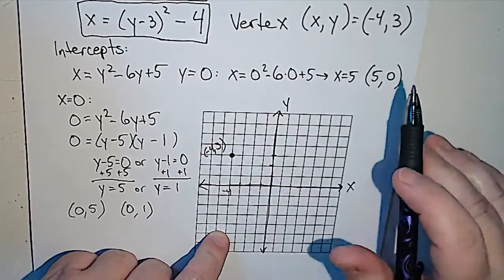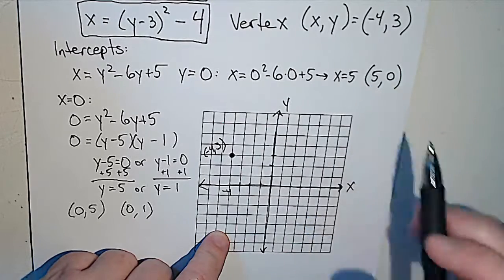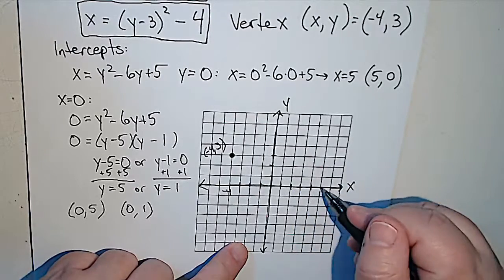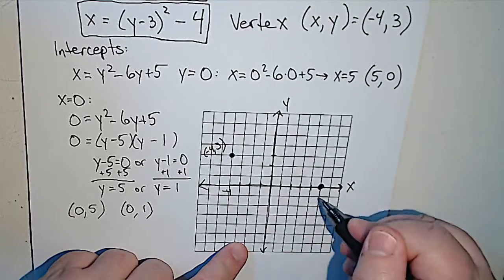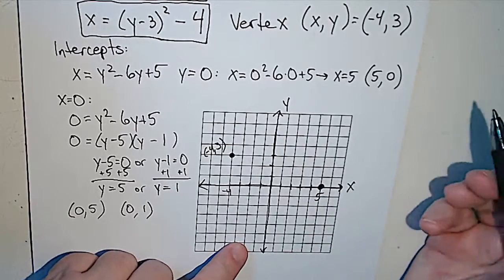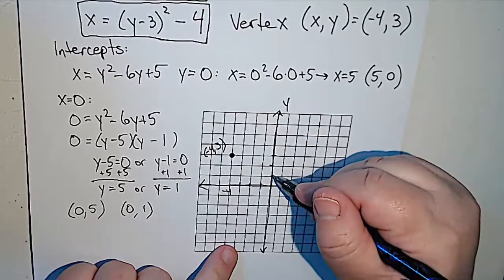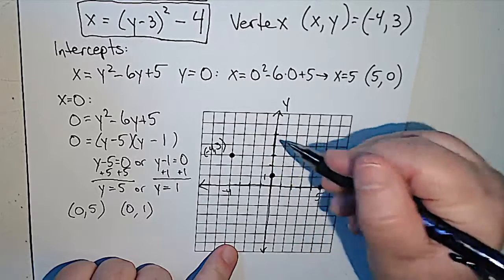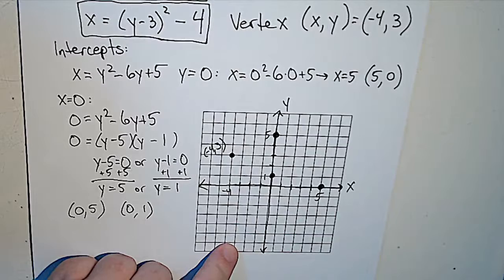And let's see, I've got an intercept at 5, 0. So 1, 2, 3, 4, 5. So I've got a point right there at 5. Then I've got two intercepts on the y-axis, one at 0, 1. There's 1, 1, 2, 3, 4, 5. One at 0, 5. Now, do you see the parabola?